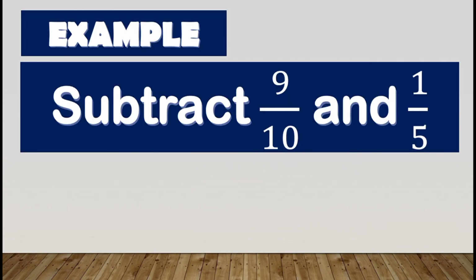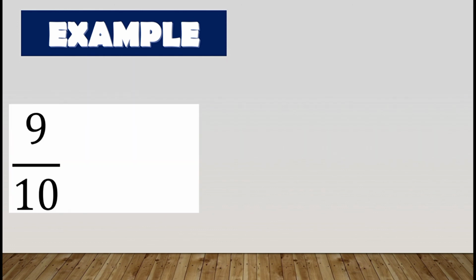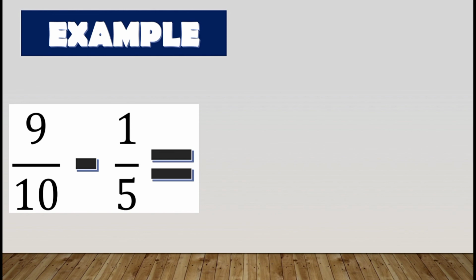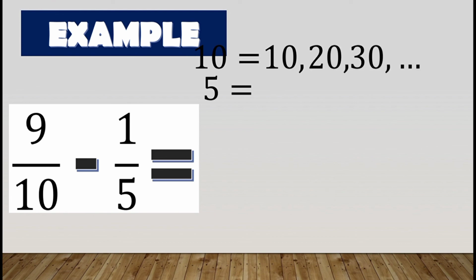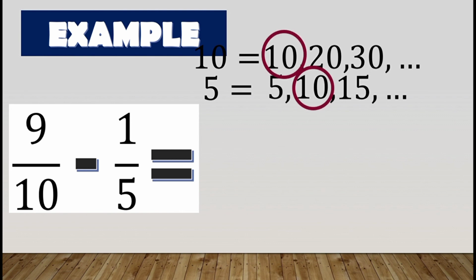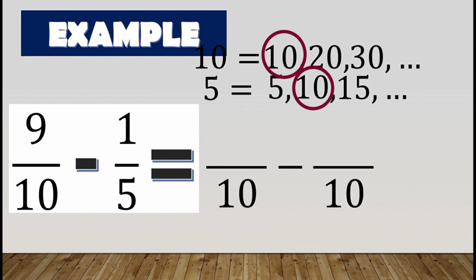So let us try to have the next example. Subtract 9/10 and 1/5. 9/10 minus 1/5 can be simplified if we look for the LCD of these two fractions. So the denominators are 10 and 5. First we need to get the multiples of 10. Those are 10, 20, 30, and so on. While for 5, we have 5, 10, 15, and so on. The least common multiple between 10 and 5 is 10. So therefore, the LCD of these fractions would be 10 as well.